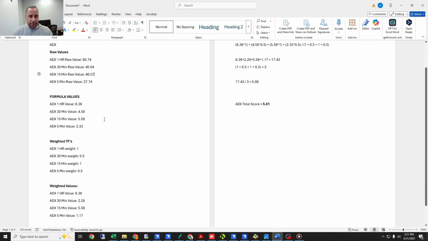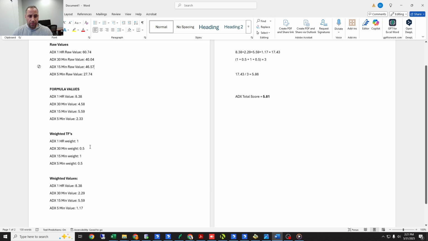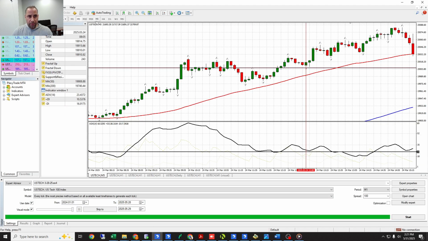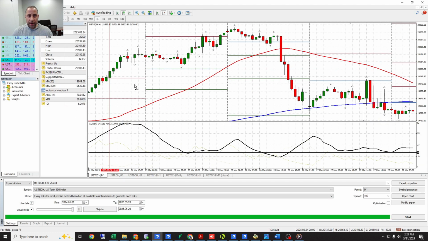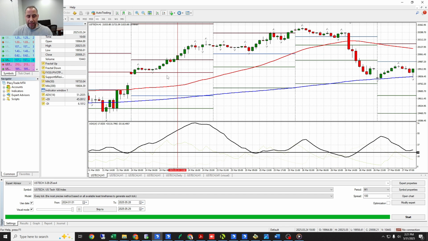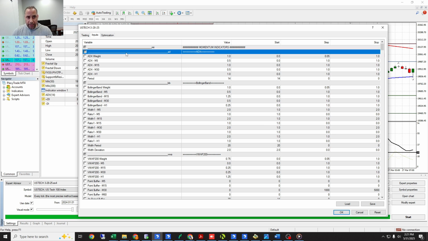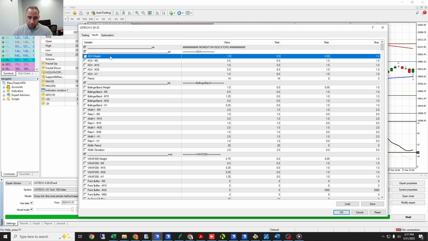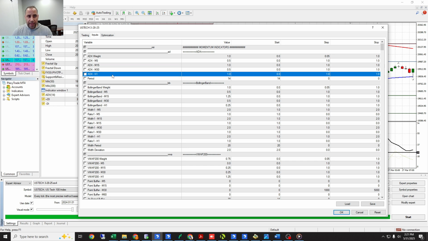Take this all into consideration. Now we have our weighted time frame. So what does weighted time frames mean? Well, we don't want to consider the 1 hour time frame and the 5 minute time frame the same kind of weights. So what we have here is each indicator will have a total weight, which we'll go over later, but each of them will have a time frame weight.